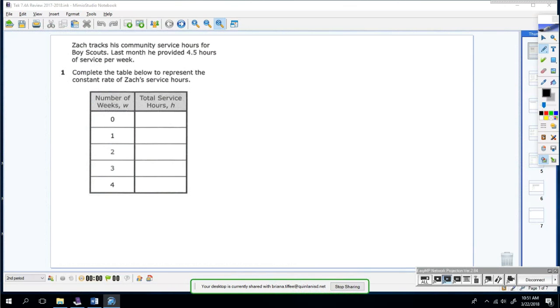So this is Unit 3, TEK 7.4a. It's about unit rate. So Zach tracks his community service hours for Boy Scouts. Last month, he provided 4.5 hours of service per week.